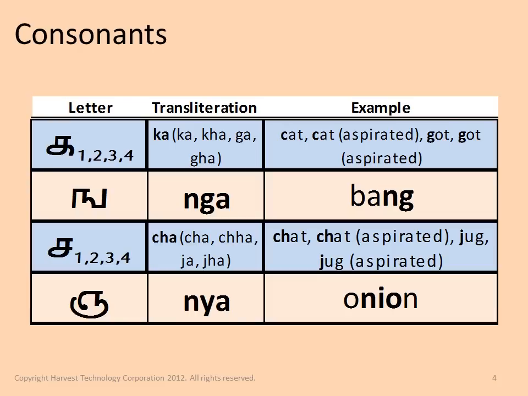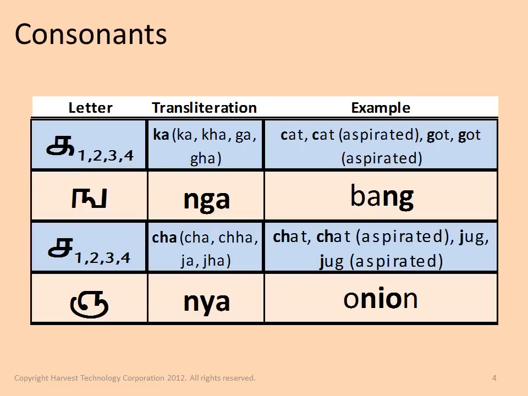So these are the first four consonants. We'll just go through the pronunciation one by one. First consonant is "ka." It has four varieties, numbered 1, 2, 3, and 4. The first is pronounced like the hard C sound in the word cat.